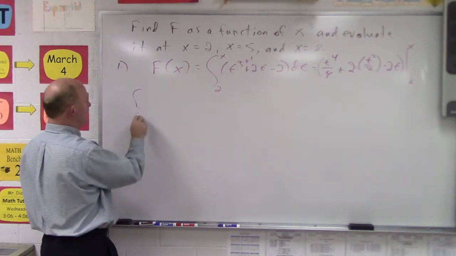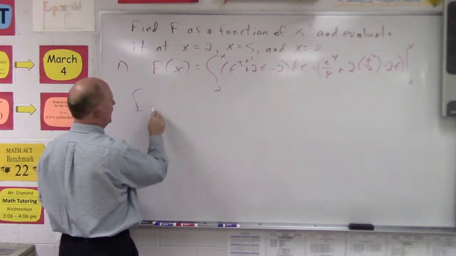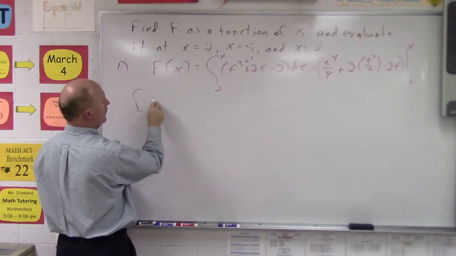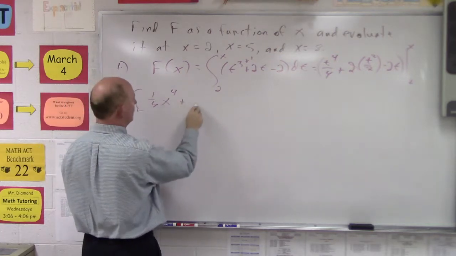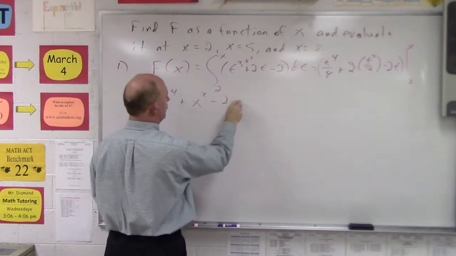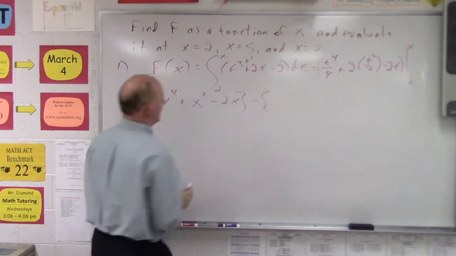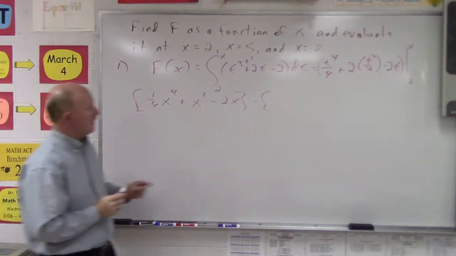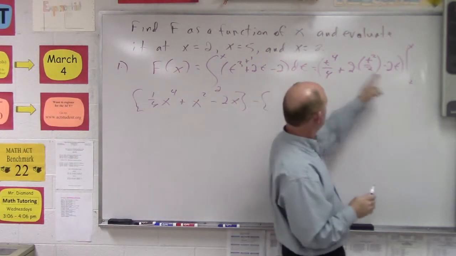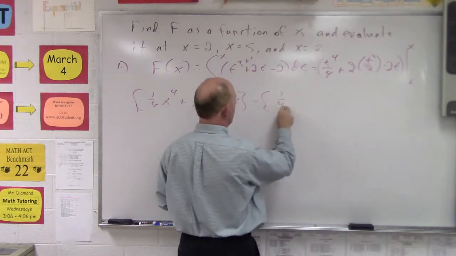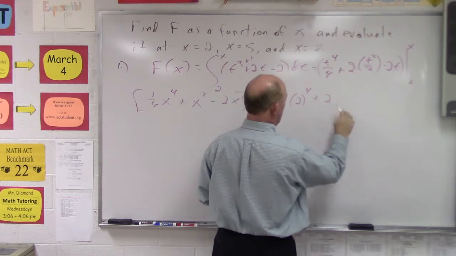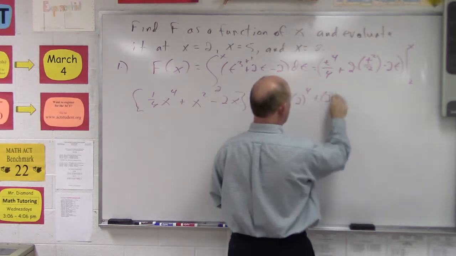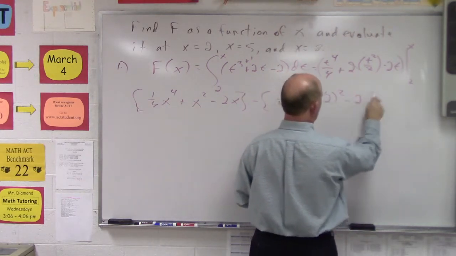Now as we evaluate this, it will evaluate as 1/4 x to the 4th, plus x squared minus 2x. That's our upper bound. Minus, now let's substitute 2 in for t. So this will be 1/4 times 2 to the 4th power, plus 2 to the 2nd power, minus 2 times 2.